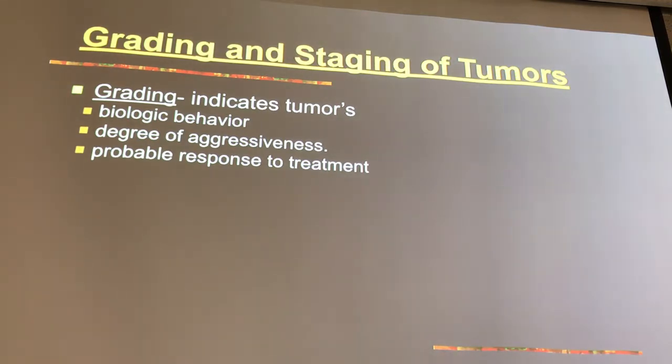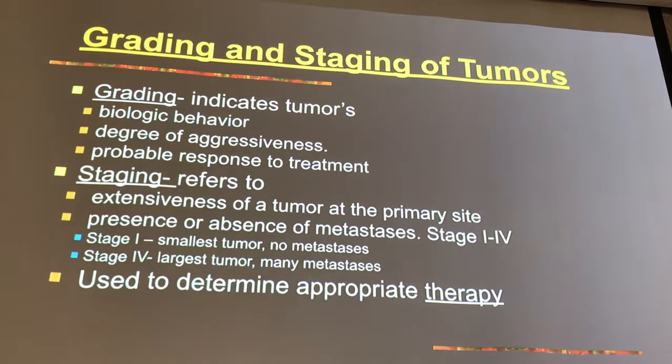Grading and staging. They do grading by the biologic behavior, the degree of aggressiveness, and probable response to treatment. Staging refers to the extensiveness of a tumor at the primary site and the presence or absence of metastasis, stage 1 through 4, 1 being small and 4 being probably not good. And this is how they determine the type of therapy, how aggressive they're going to be.